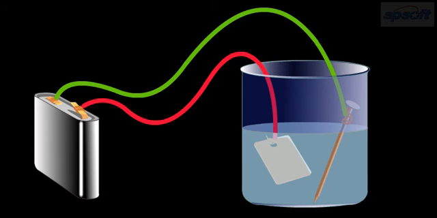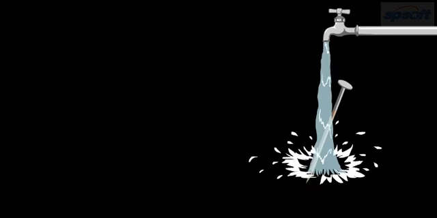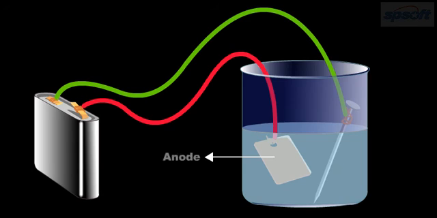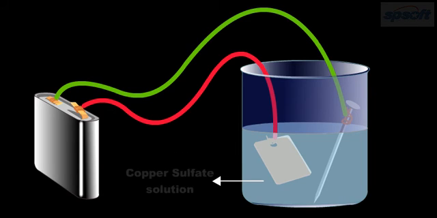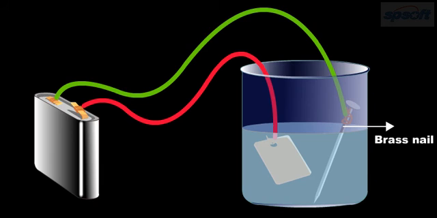After a few minutes, you will see that a fine layer of copper gets deposited on the nail. When the key is copper plated completely, remove it and wash it with water. What is happening? Here, the anode is the copper strip. Here, the electrolyte is the copper sulfate solution. Here, the cathode is the brass nail.